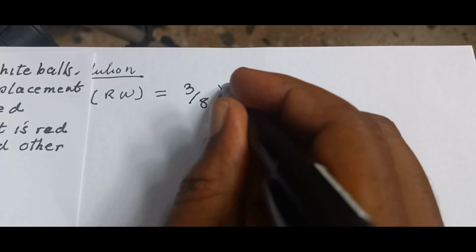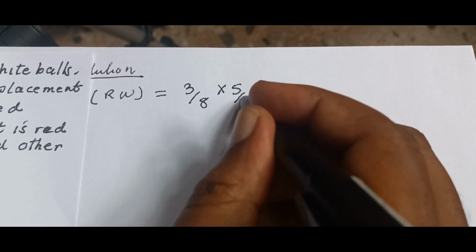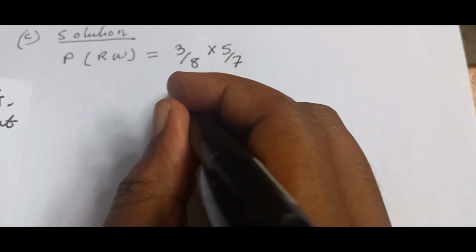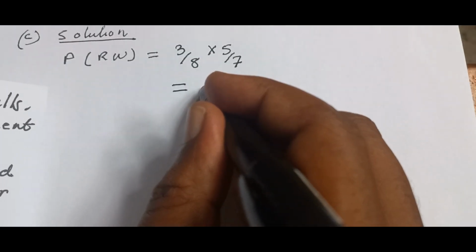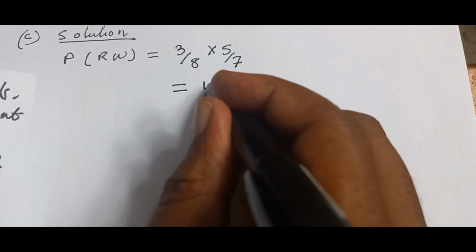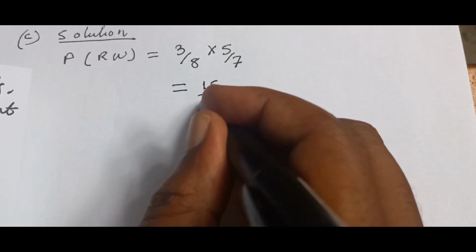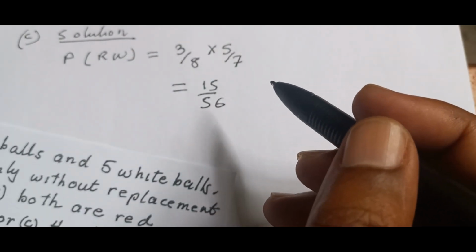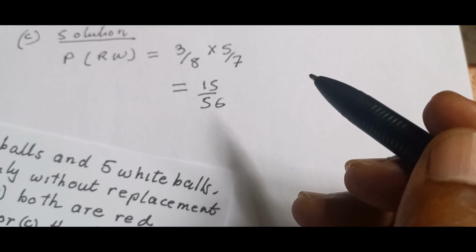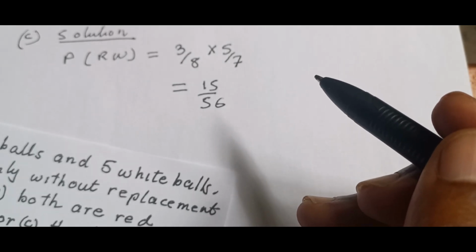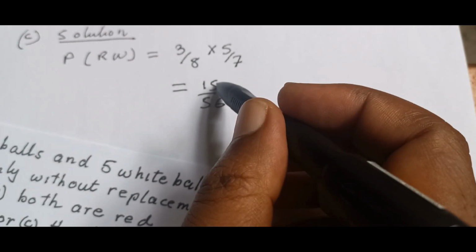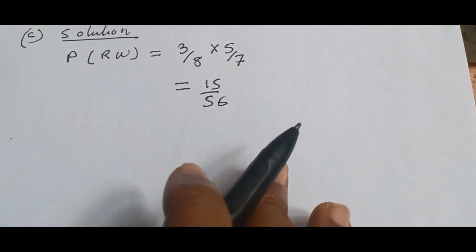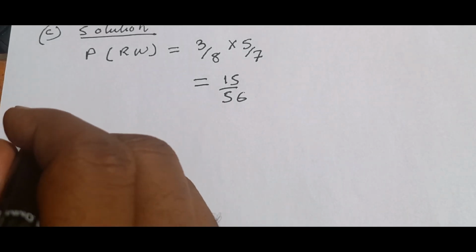So 3/8 times 5/7 equals 15/56. So the probability that the first is red and the second is white is 15/56.